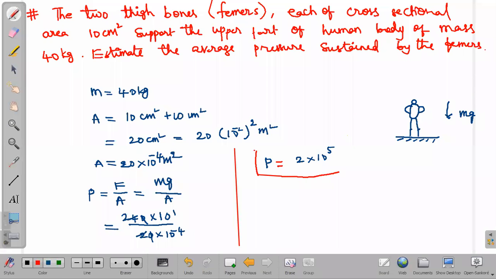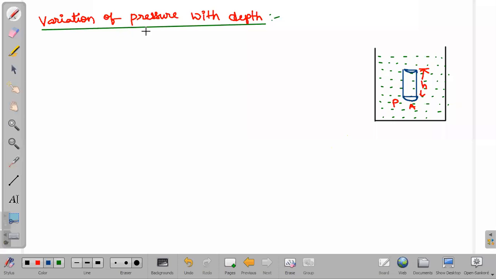Next topic is what? Pressure. What is the value of pressure? How does the pressure change with depth? That we will see. So in this, we have a variation of pressure with depth. I have taken some container, and in it some water or some liquid is present. If I place a cylindrical arrangement into that, then what force is this cylindrical body applying? What is the force the cylindrical body is applying, that we have to consider.